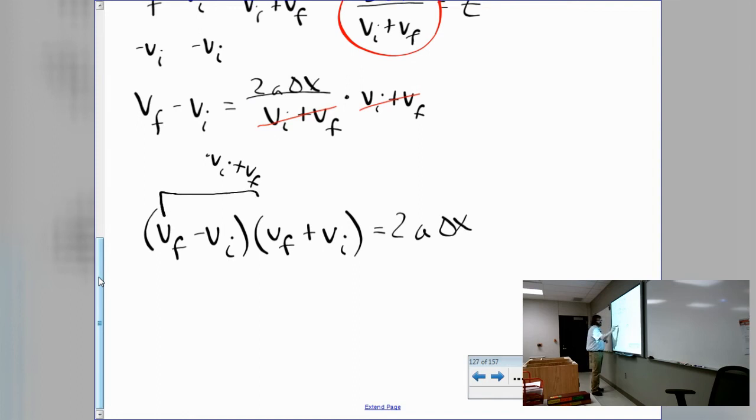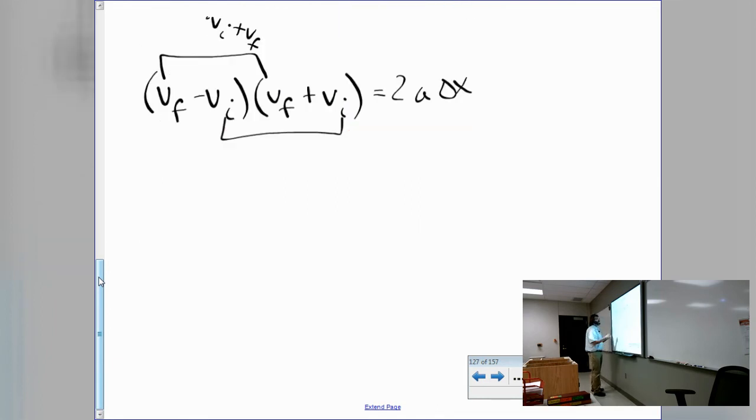Do the first, outside, inside, last. I don't teach math, but that's what FOIL stands for. So we're going to multiply the firsts. VF times VF, velocity final times velocity final, is velocity final squared.